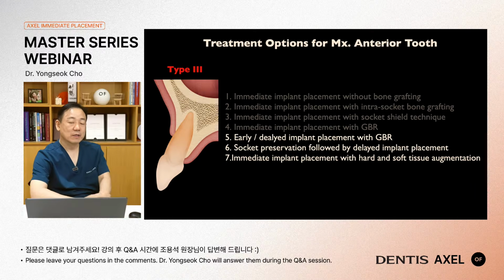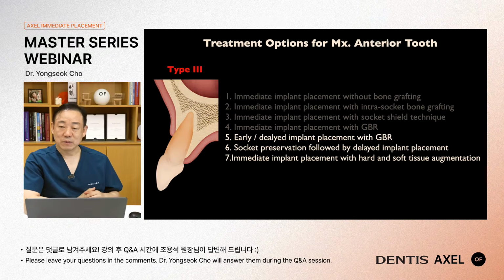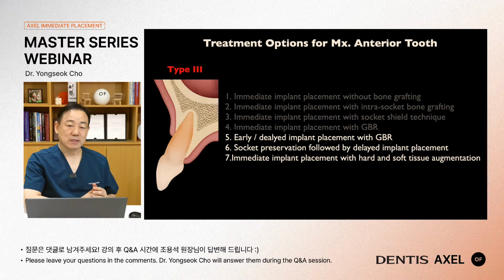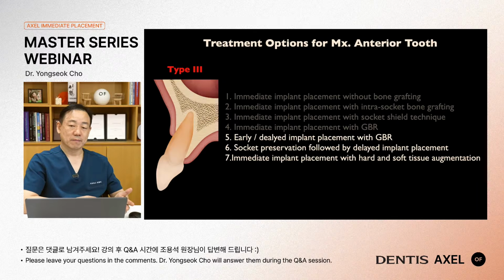Although immediate implant placement with hard and soft tissue augmentation is possible, it is a relatively complex surgical procedure and relatively unpredictable. Sometimes I do this when the patient wants it, and in favorable situations I try, but this is not a general recommendation. Instead, we usually recommend option 5 or 6.